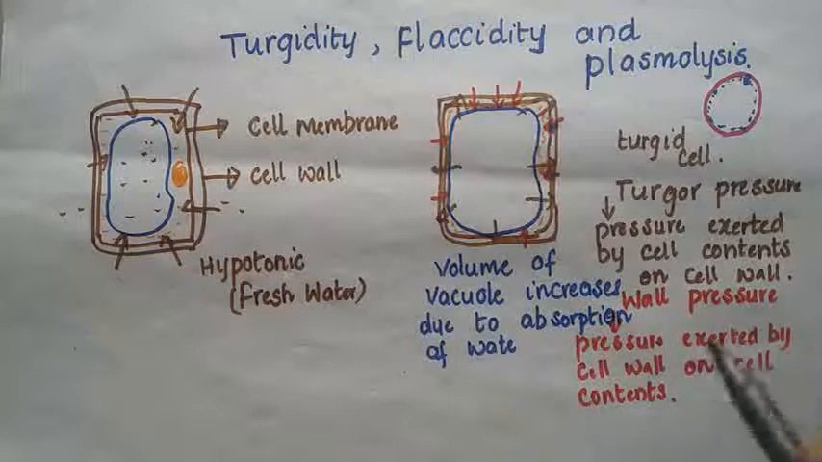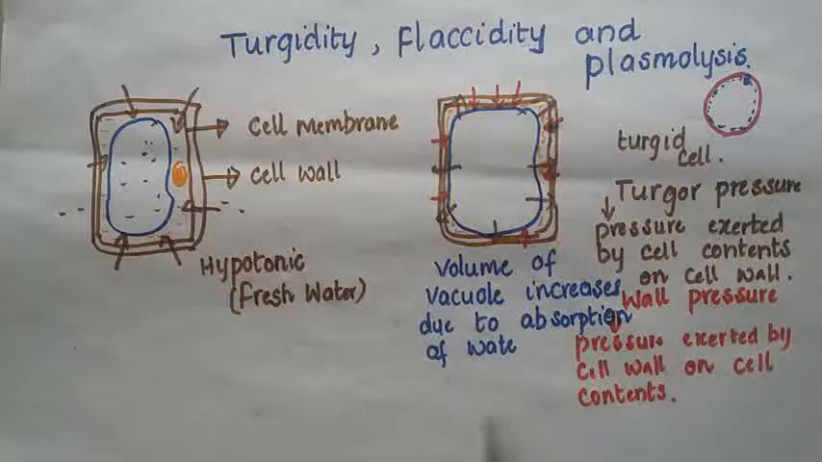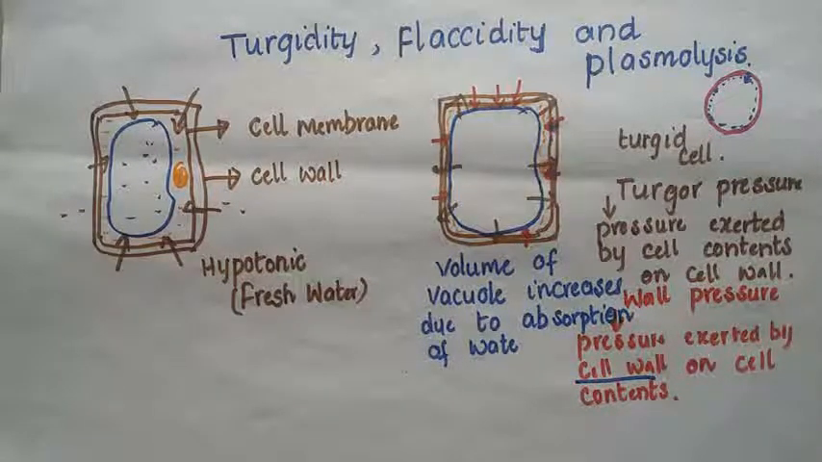Children, remember, turgor pressure is the pressure exerted by the cell contents on the cell wall, whereas wall pressure is the pressure exerted by the cell wall on the cell contents. Don't miss out the words cell wall. Just don't write it as a wall. This difference can be expected for 1 mark. Because of both pressures, the cell is in a balanced state, right?